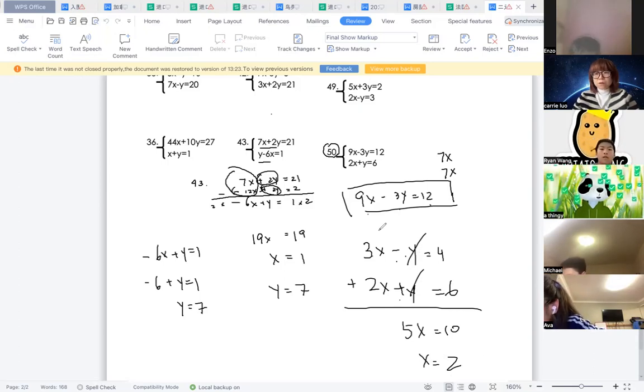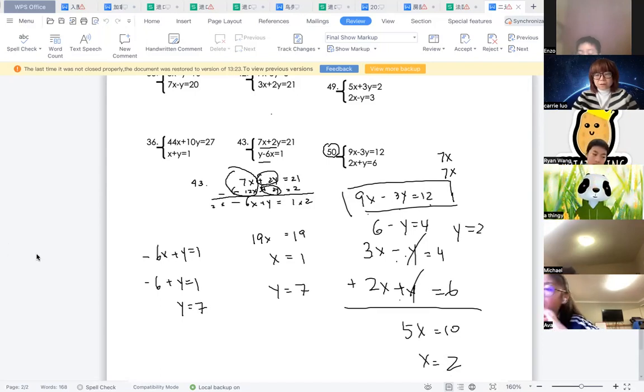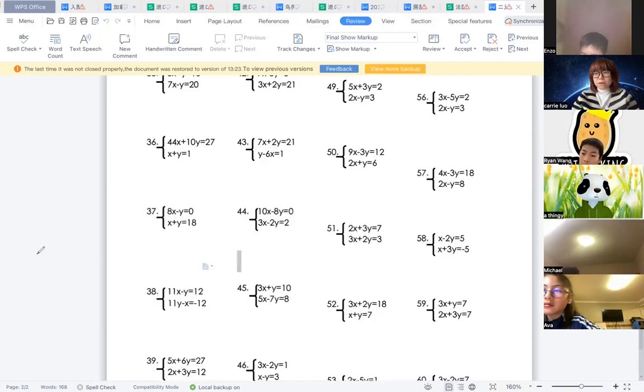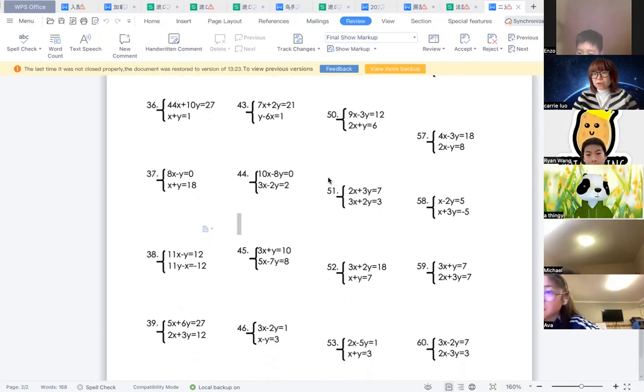So x is 2. This y, we can just put it back. So 6 minus y equals 4. So y equals 2 as well. Get it, everybody? Michael and Athene, very good. You did a very good job.